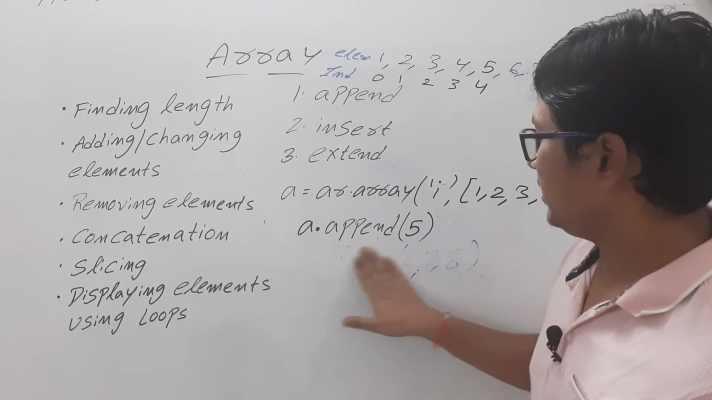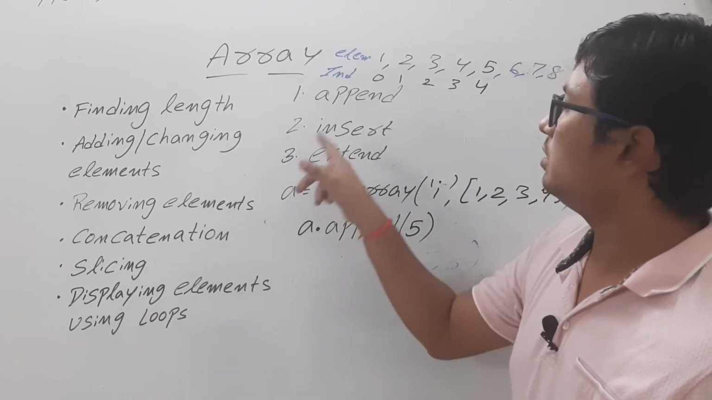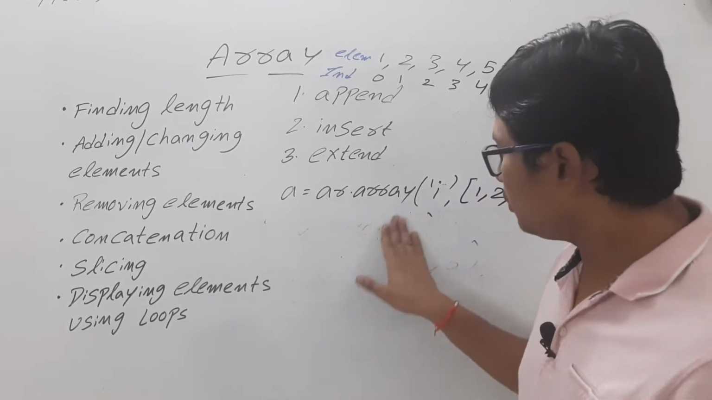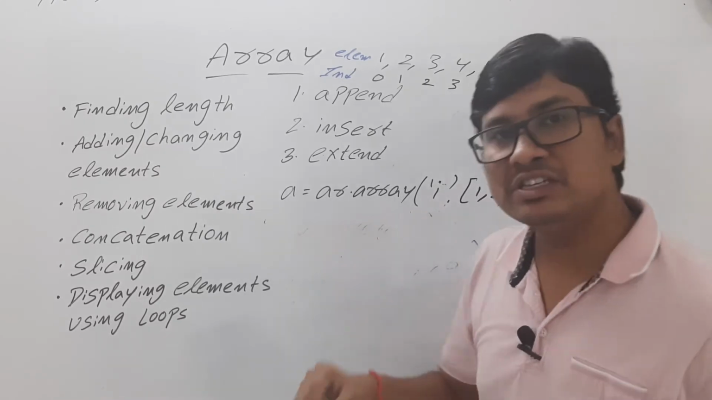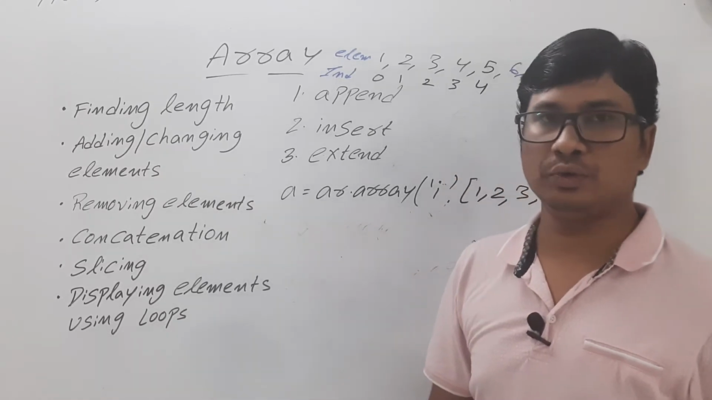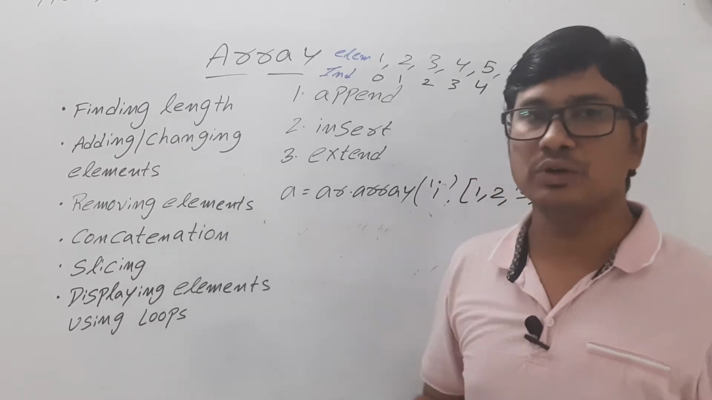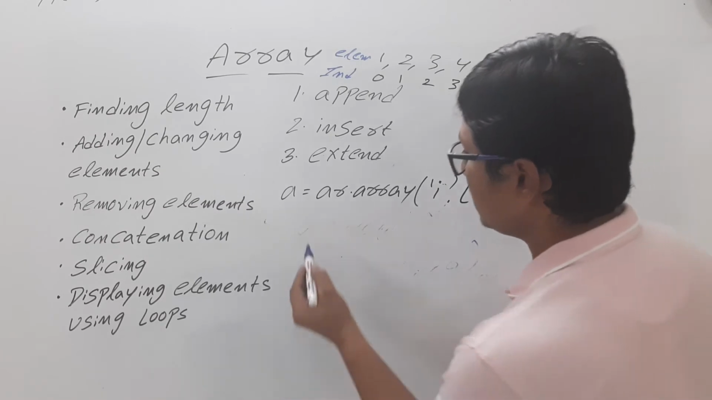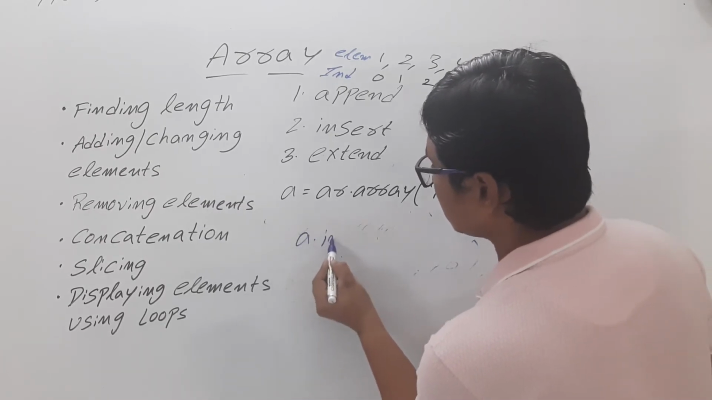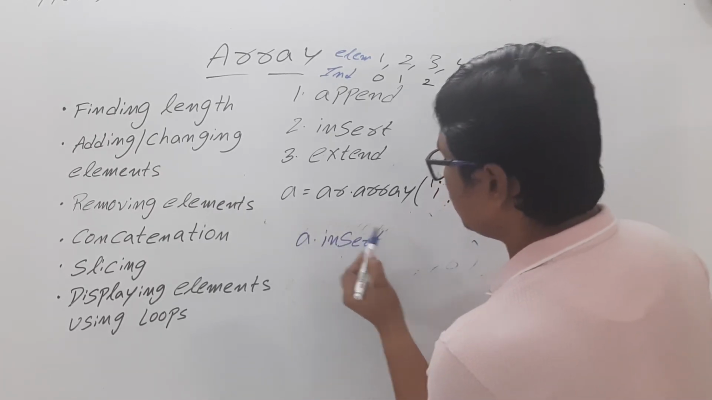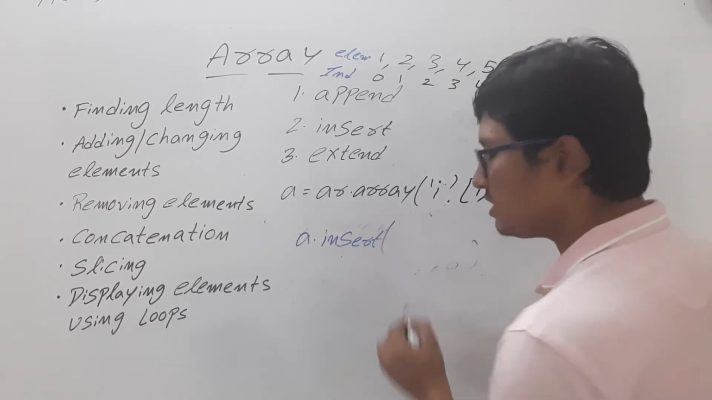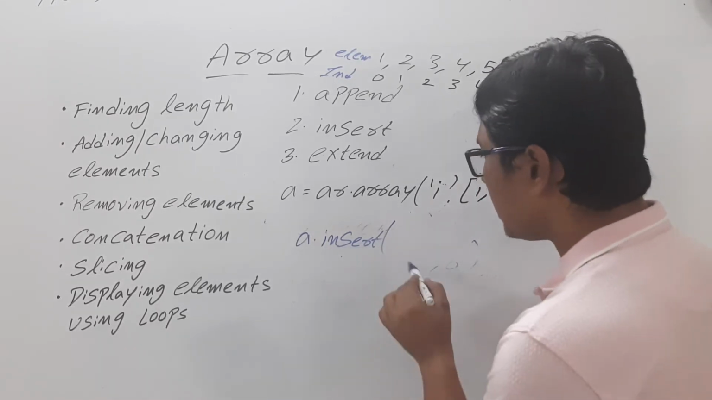Now let me discuss the insert. Insert will tell two things. One is at which location, or at which index, you want to insert, and the other is the element you want to insert. Okay, so the insert function will take two parameters: one is the position or the index, and the other is the element.